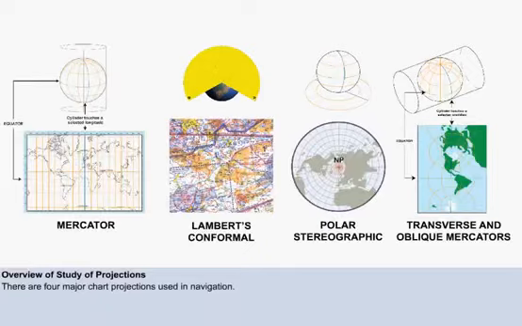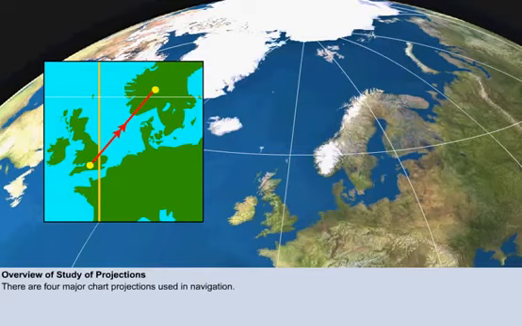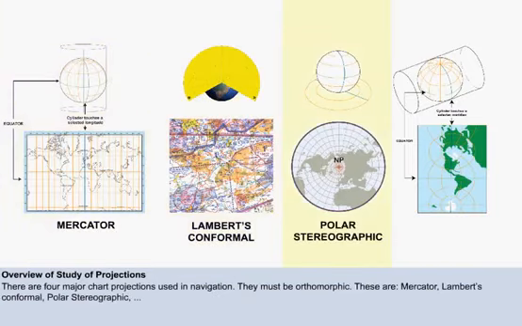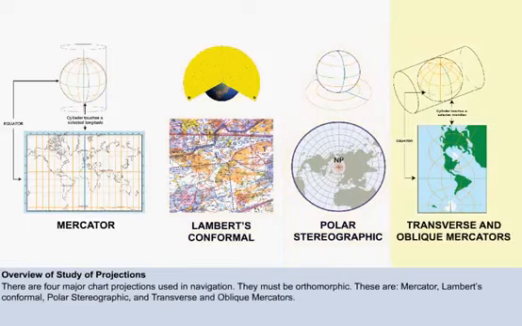We are now going to commence our study of the four major chart projections used in aviation. It is a necessary condition of navigation that the angles shown on a chart are the same as the angles on the Earth. This property is known as orthomorphism, or conformality, and most projections in general use are not orthomorphic. However, four projections which are orthomorphic and are widely used in aviation are the Mercator, the Lambert's conformal, the polar stereographic, and the transverse and oblique Mercators.